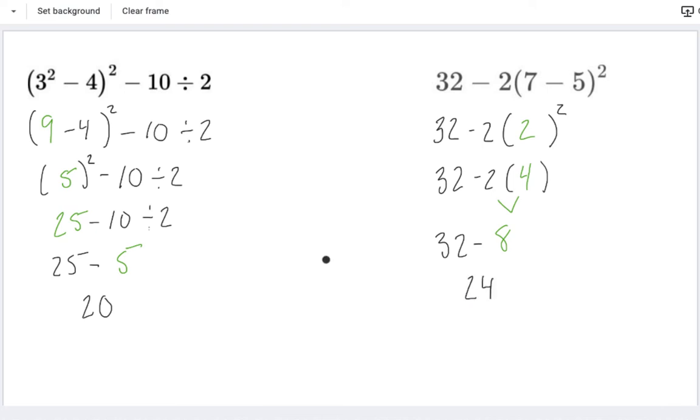So remember, the key to evaluating expressions that don't have any variables is just to keep the order of operations in mind.